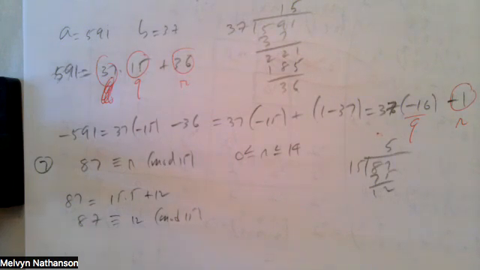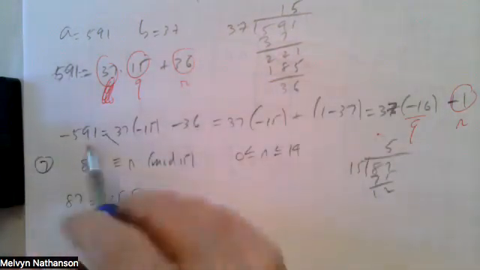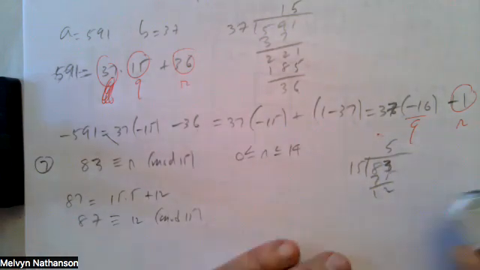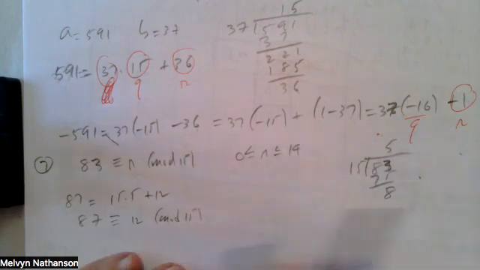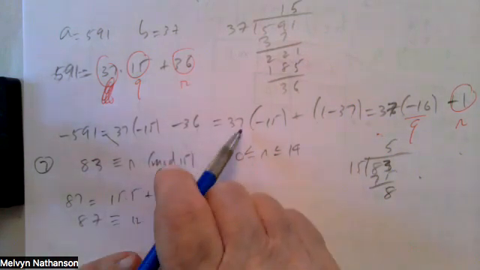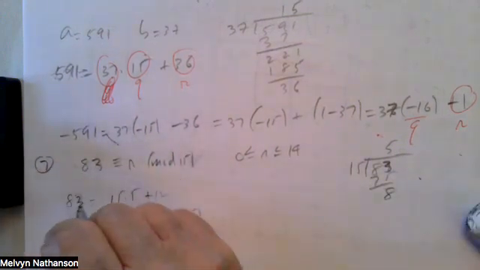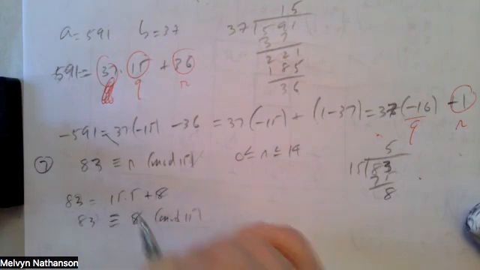Oops, I'm sorry. What I said is correct, but I just wrote down the problem wrong. The problem was 83 and not 87. So let me just correct that. If you divide 15 into 83, you get a quotient of 5 and a remainder of 8. So this is 15 times 5 plus 8. So 83 is congruent to 8 mod 15. Right?